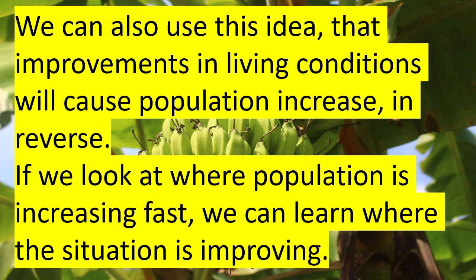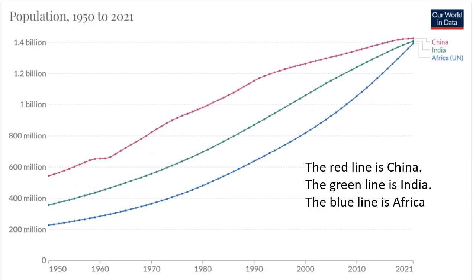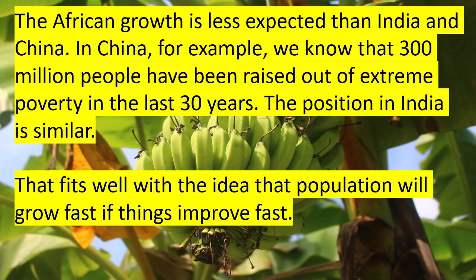We can also use this idea that improvements in living conditions will cause population increase in reverse. If we look at where population is increasing fast, we can learn where the situation is improving. Remember, this is about the rate of improvement, not about where conditions are best. So here's a graph of population growth from 1950 to 2021. The red line at the top is China, the green line in the middle is India, and the blue line at the bottom is Africa. The African growth is less expected than India and China. In China, for example, we know that 300 million people have been raised out of extreme poverty in the last 30 years. The position in India is similar.